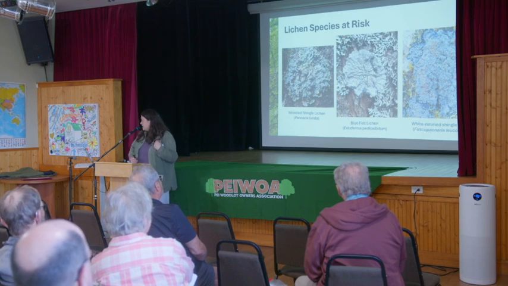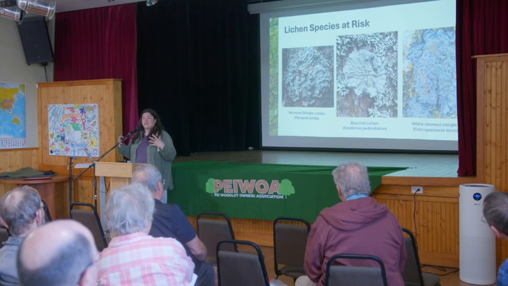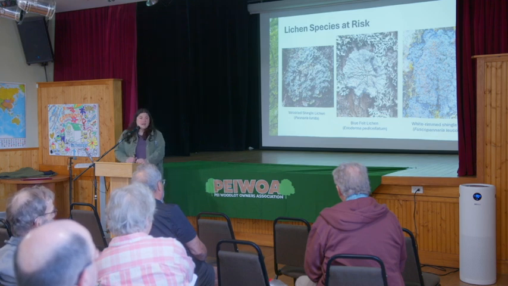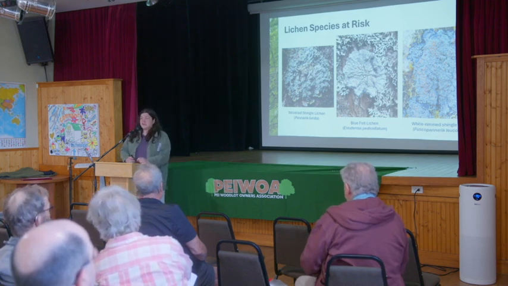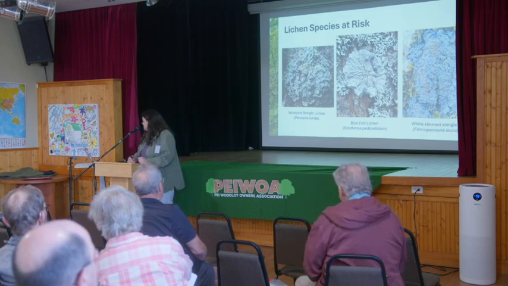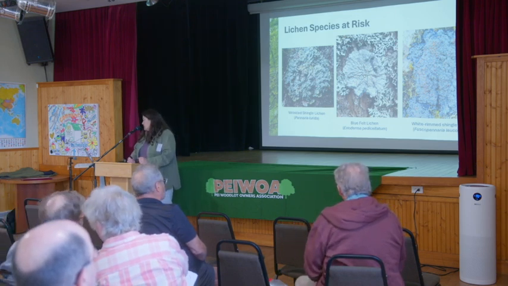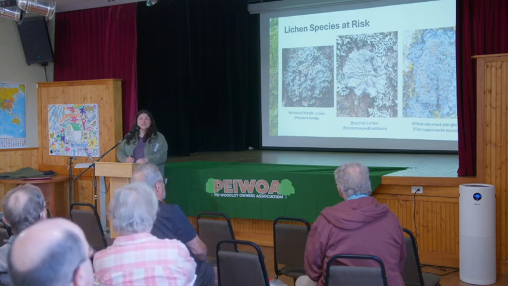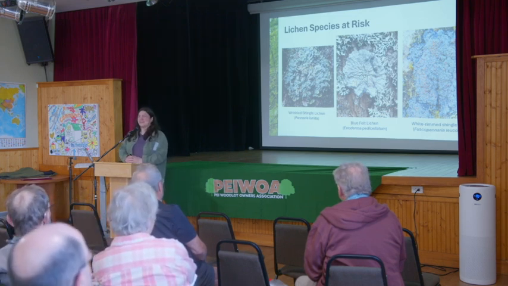So wrinkled shingle lichen often grows on the edges of wetlands on mature trees that have rough bark that they can kind of cling to. There's also blue felt lichen, which is found only in Miss Bush Bog in PEI. It's the only known location that we know of here in PEI. And white-rimmed shingle lichen, another tongue twister. I love lichen names, they're kind of fun.